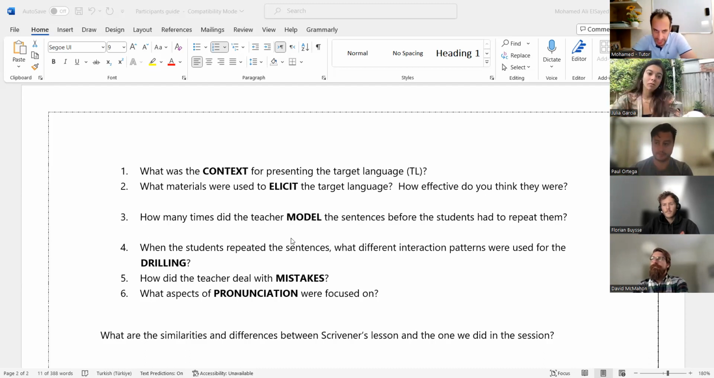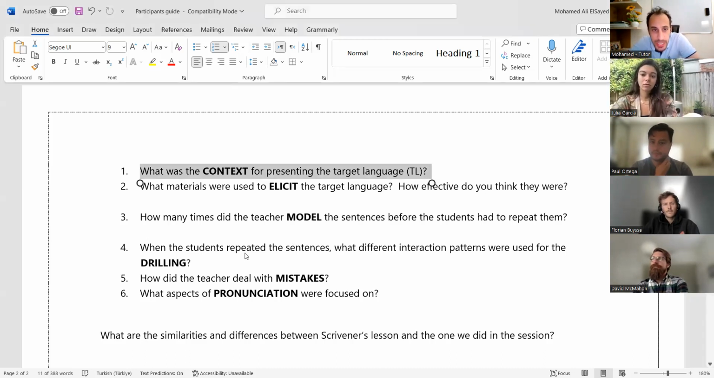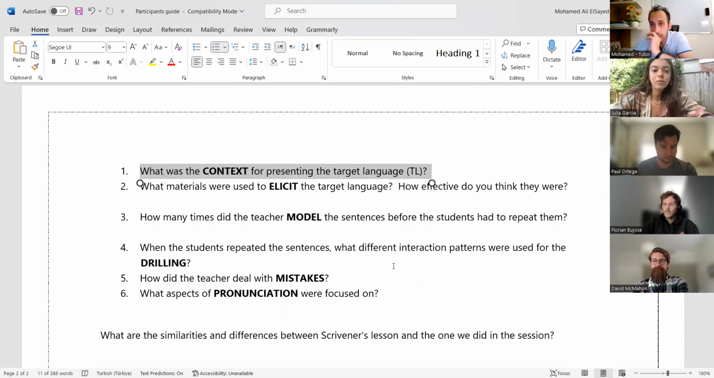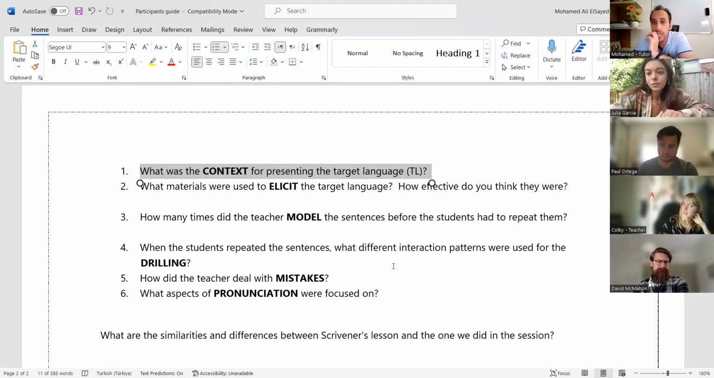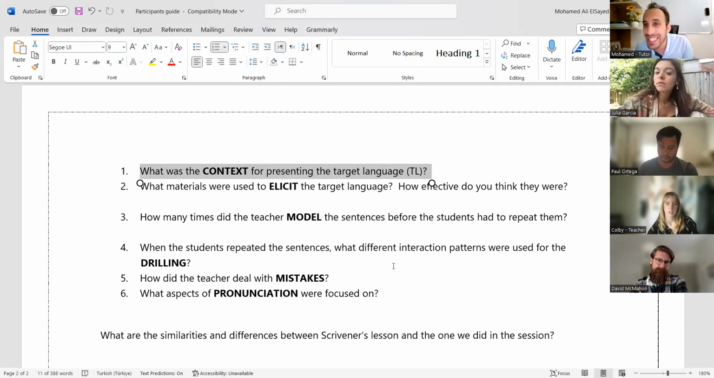Then you ask them to drill. So when students repeated the sentences, what different interaction patterns were used in the drilling? What are the types of drilling here? Do you want us just answering in the chat? You can answer that by voice. You don't have to write all that.